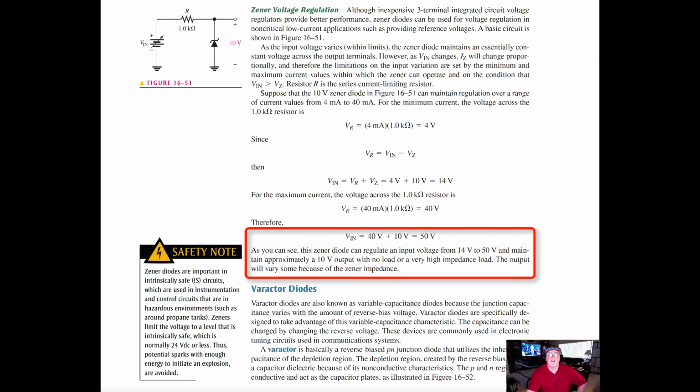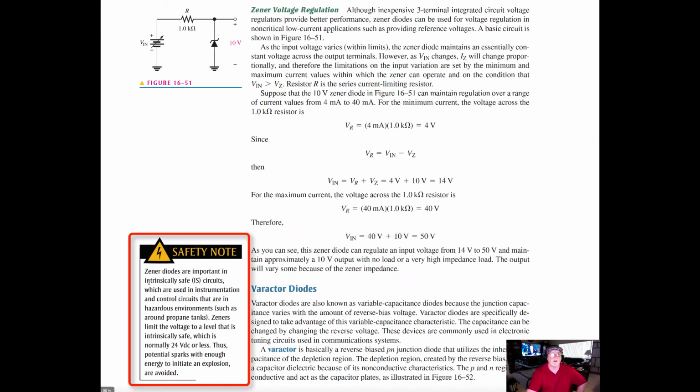As you can see, this Zener diode can regulate an input voltage from 14 to 50 volts and maintain approximately 10 volts output with no load or a very high impedance load. The output will vary some because of the Zener impedance.